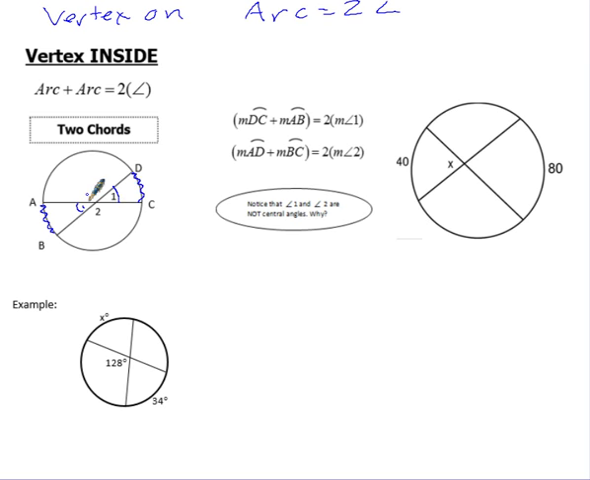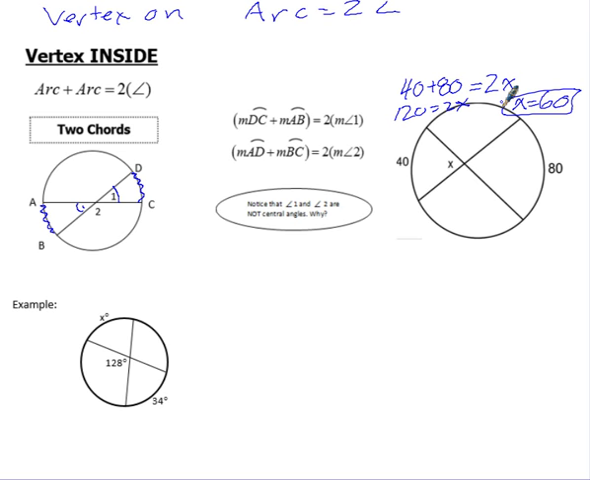Notice too that this doesn't have to be in the center. It's a little blurry, but it says notice that angle 1 and angle 2 are not central angles, so they don't have to be in the center. We can't assume that. In this particular problem, if I were solving for x, I would say arc plus arc equals 2 times the angle x. So 120 equals 2x. Divide both sides by 2, and you get that x is equal to 60.